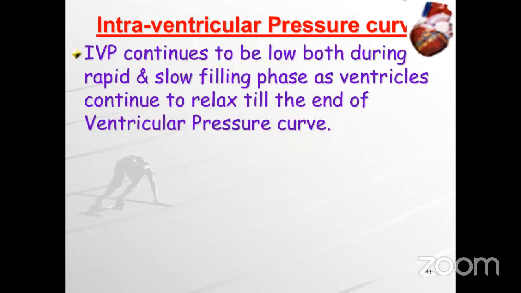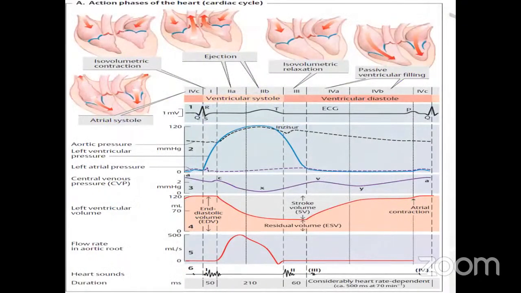The intraventricular pressure continues to be low during both the rapid and slow filling phases as the ventricle continues to relax till the end of the ventricular pressure curve. So, these are all the graphical representations again.